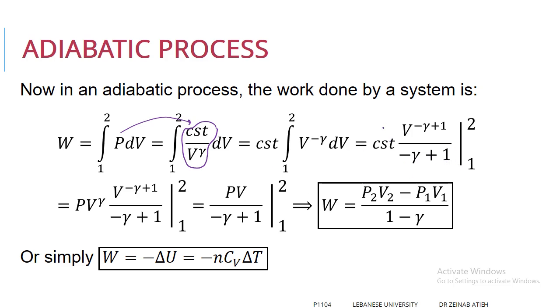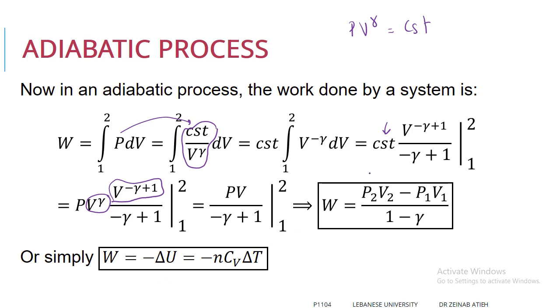The constant is equal to PV^gamma. So I will multiply PV^gamma with V^(minus gamma plus 1), which will give me PV, over minus gamma plus 1, from 1 to 2, which means that W is equal to P2 V2 minus P1 V1 over 1 minus gamma. This is the work in the case of an adiabatic process, or you can calculate it simply as minus delta U, which is equal to minus n Cv delta T. Both of them are correct.